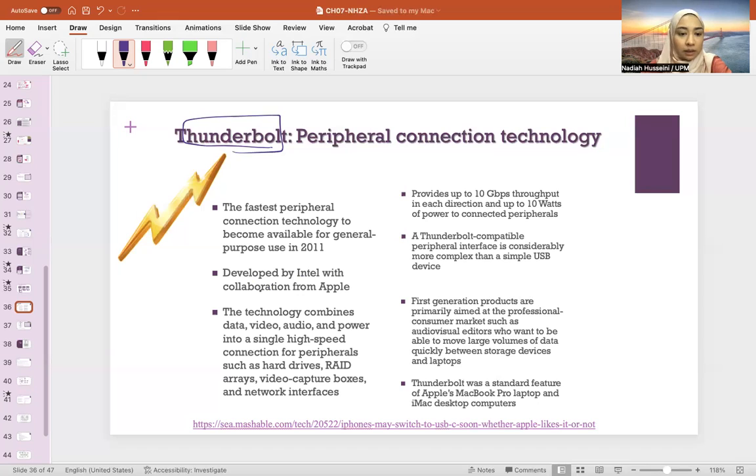Okay, so developed by Intel with the collaboration of Apple, the technology combines data, video, audio, and power into a single high-speed connection for peripherals such as hard drives, RAID arrays, video capture boxes, and network interfaces. These are all very high-speed devices. It provides up to 10 gigabits per second throughput in each direction. So at that point, in 2011, that was the thing, right? A Thunderbolt compatible peripheral interface is considerably more complex than your simple USB.